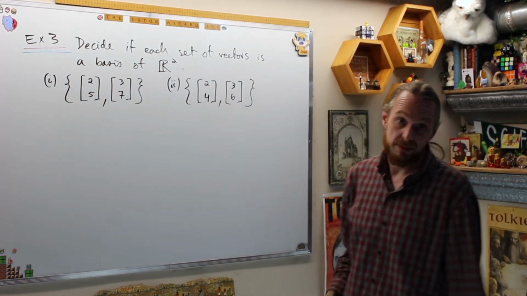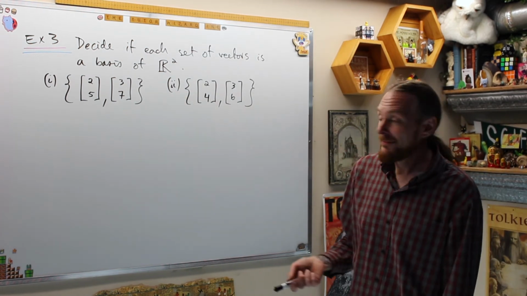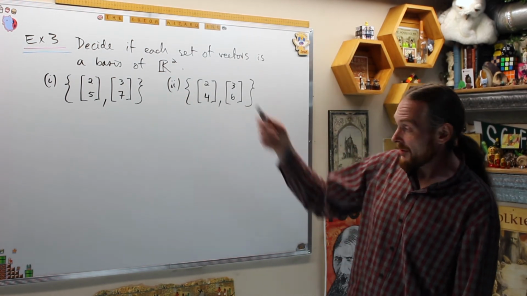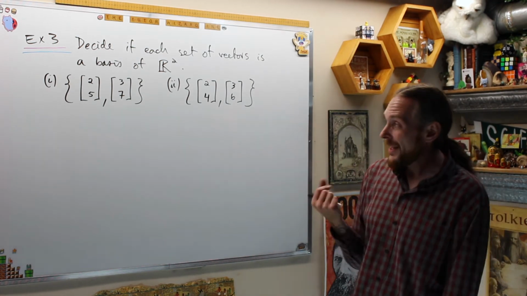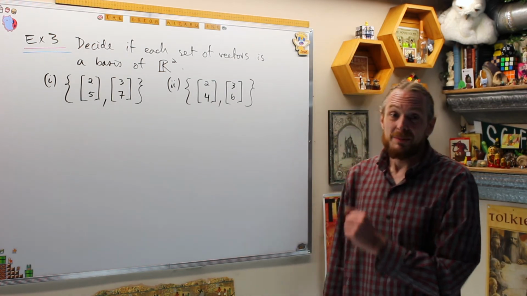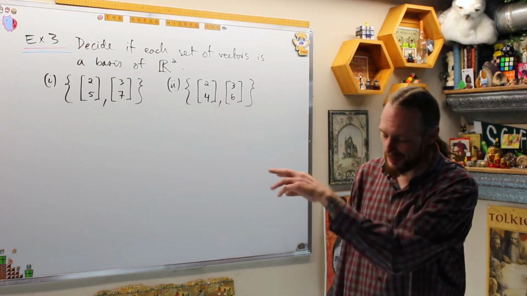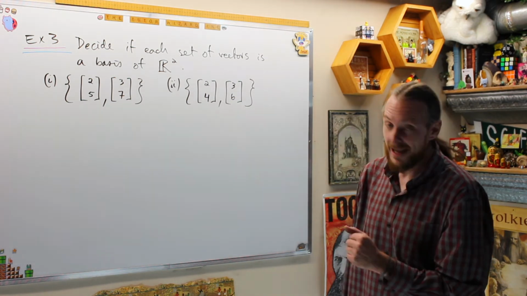All right, to finish off, example 3: decide if each set of vectors is a basis for the plane of vectors, which we call R2. The first set of vectors I have is (2, 5), (3, 7), and the second set of vectors I have is (2, 4) and (3, 6). Either way, in both cases, we're given two vectors, so this is the right number of vectors to be a basis. What we're going to have to check is that those two vectors can only be a basis if they're linearly independent. How do we check that?